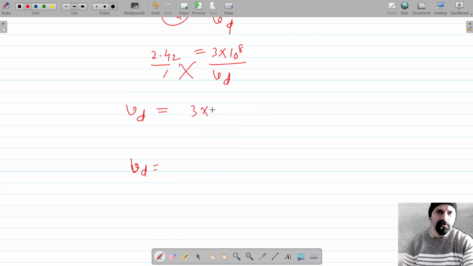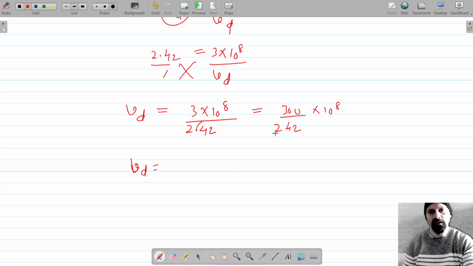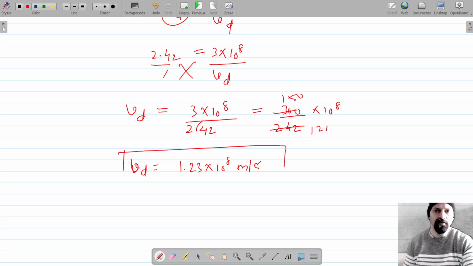So this is 3 into 10 raised to the power 8 upon 2.42. Now if I remove the decimal point, this is equal to 300 upon 242 into 10 raised to the power 8. If I cancel this with 2, this is 121, and this should be 150. Now we have to divide 150 by 121, which gives me 1.23. So this is equal to 1.23 into 10 raised to the power 8 meter per second. This is the speed of light in diamond.